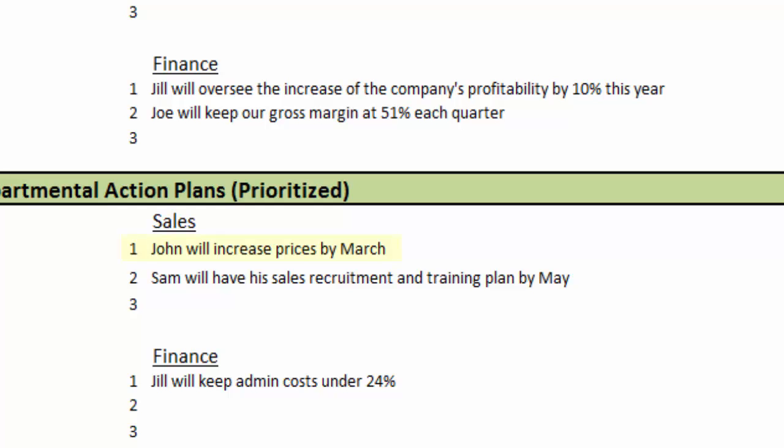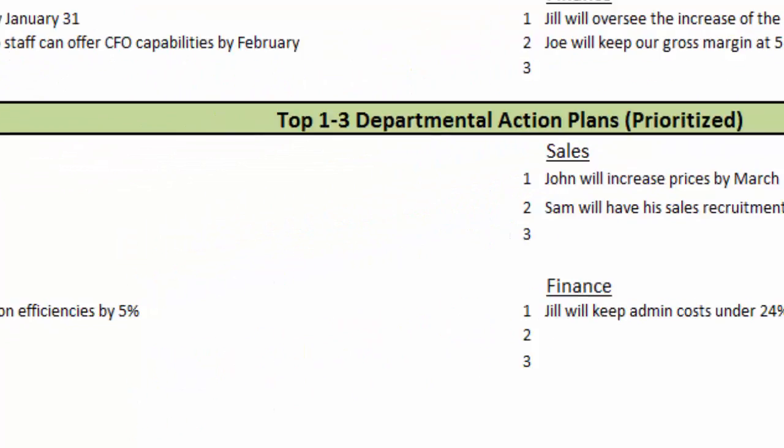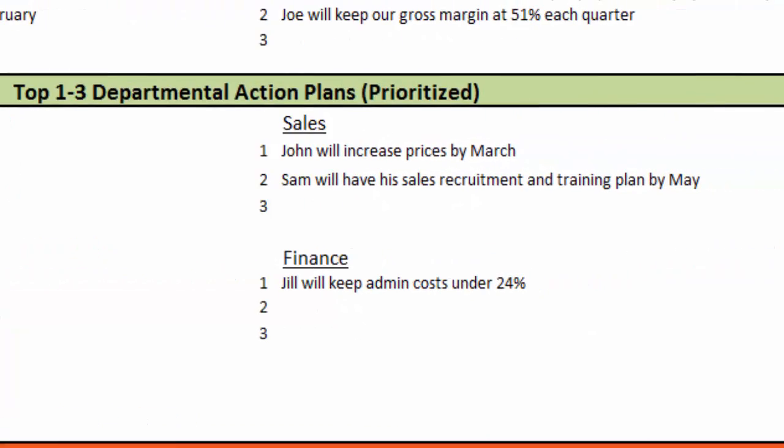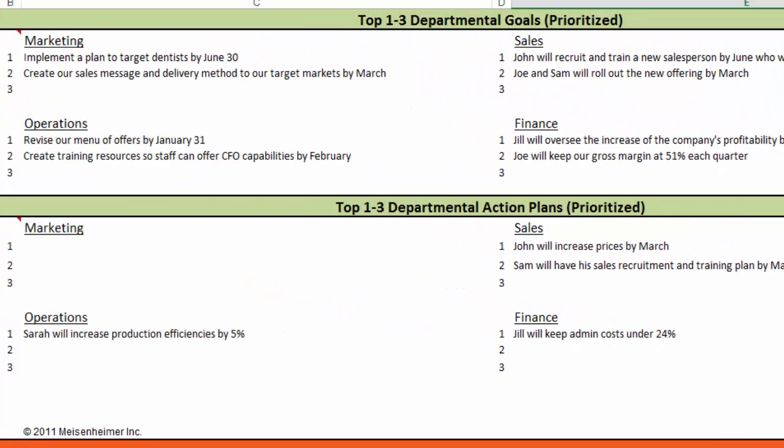The sales manager may have to increase prices. The production manager might have to get her team more efficient, and the finance manager may have to cut administrative costs. Without individual action plans for these managers, no one could be held accountable for the success of this goal.